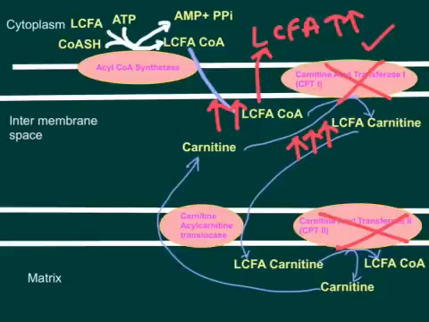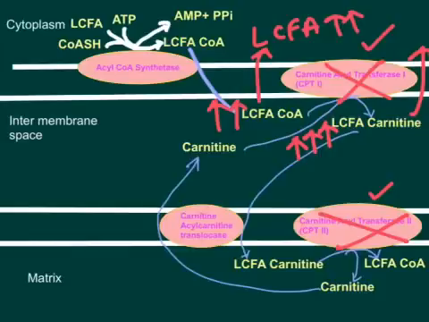So the LCFA carnitine is elevated, and this LCFA carnitine will appear in the cytoplasm and accumulate there, and later it appears in the blood. So blood levels of LCFA carnitine will be elevated if there is a defect in CPT2 enzyme located in the inner mitochondrial membrane. So signs and symptoms will be similar to what you have seen in carnitine deficiency, including cardiomyopathy.